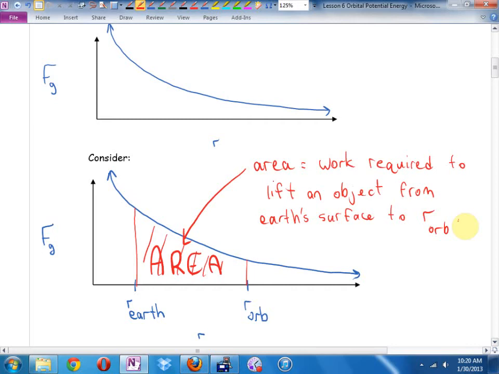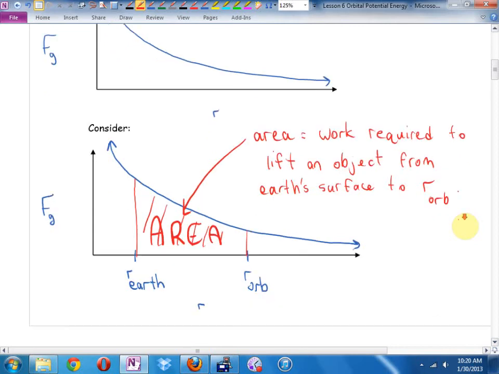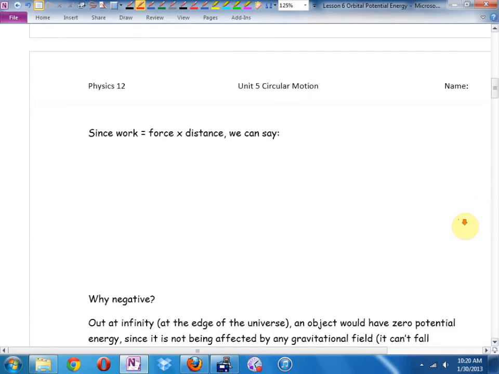So here's my bad math workaround that gets us to the right place. Since work equals force times distance, we can say work equals gravity times radius. That's still force times distance.